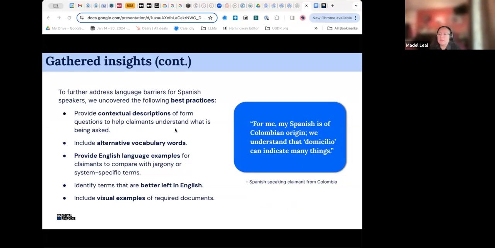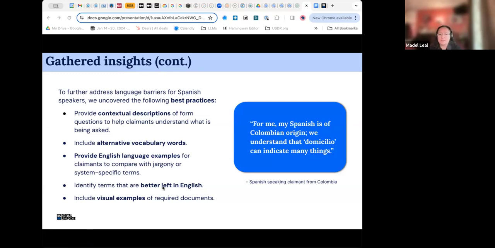And through that, we also uncovered a couple of best practices that I think could be universal, or we think could be universal beyond UI. It's been helpful to provide contextual descriptions of form questions to help claimants understand what is being asked, including alternative vocabulary words. And we're seeing a trend that folks are building glossaries or repositories of most commonly used terms or documents to have on deck for folks.